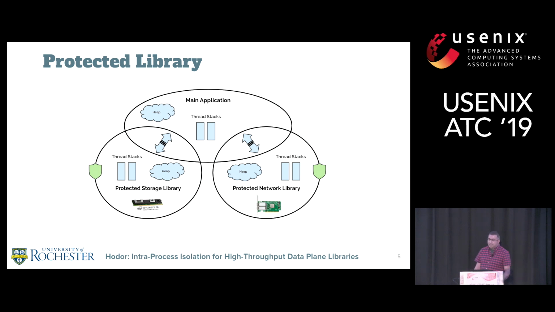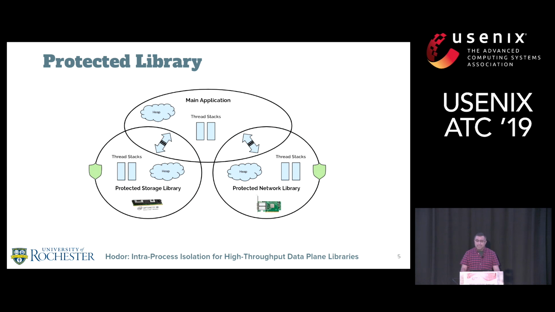Okay. In order to achieve isolation, we introduce protected library as a new OS abstraction. Hodor partitions the application into multiple domains of executable code. Each domain is granted access to some part of the address space and denied access to other parts of the address space. Each domain has a private stack. It can also have a private heap, but also shares access to some part of the address space for efficient communication with other domains. In this figure, you see the main application in a separate domain from network and storage protected libraries, which have their own domain.